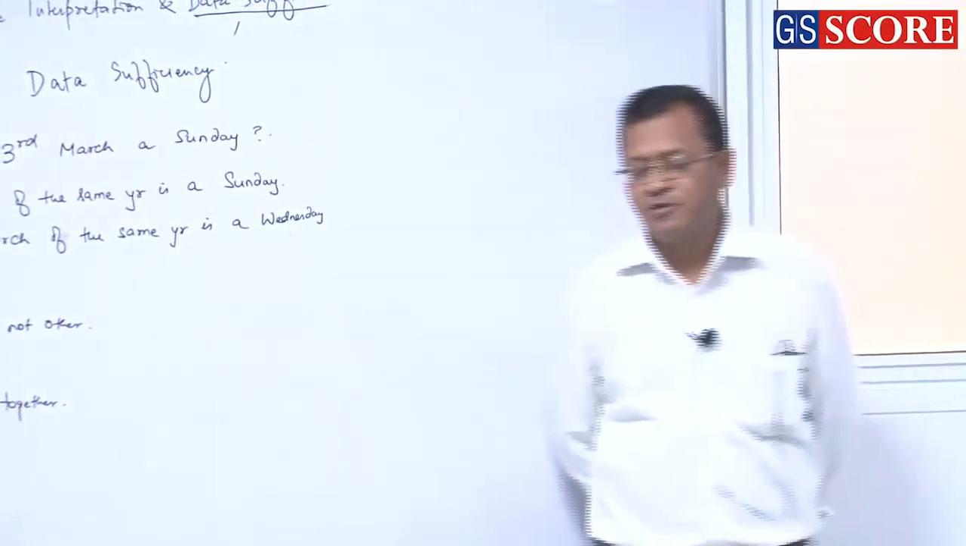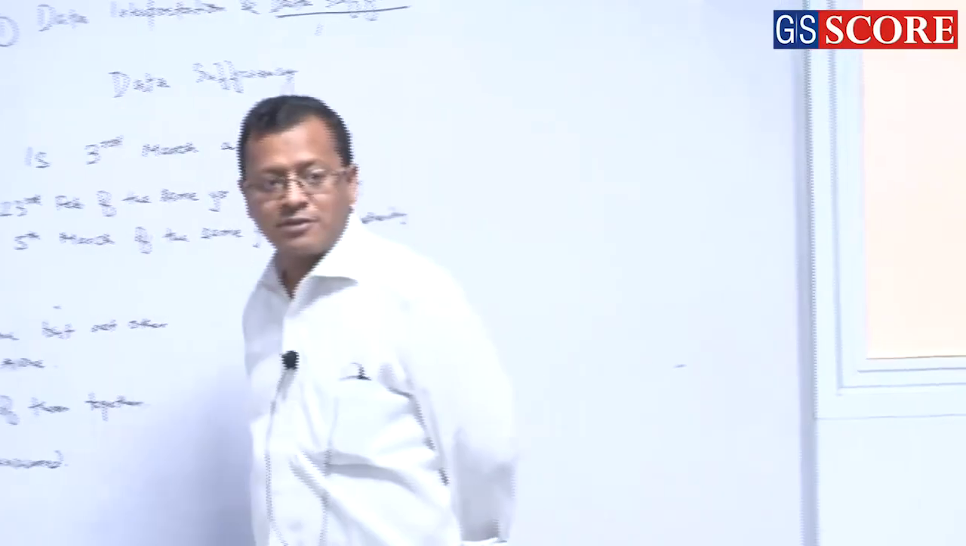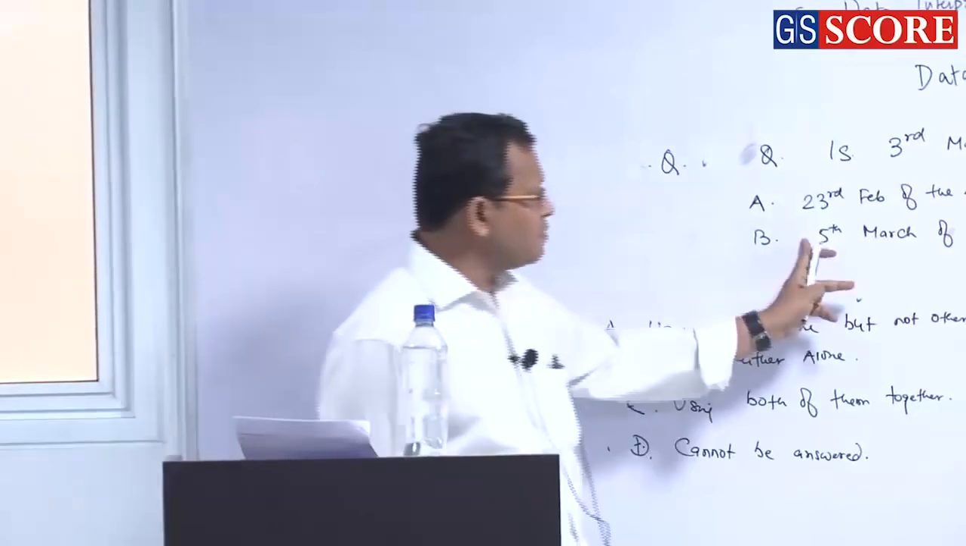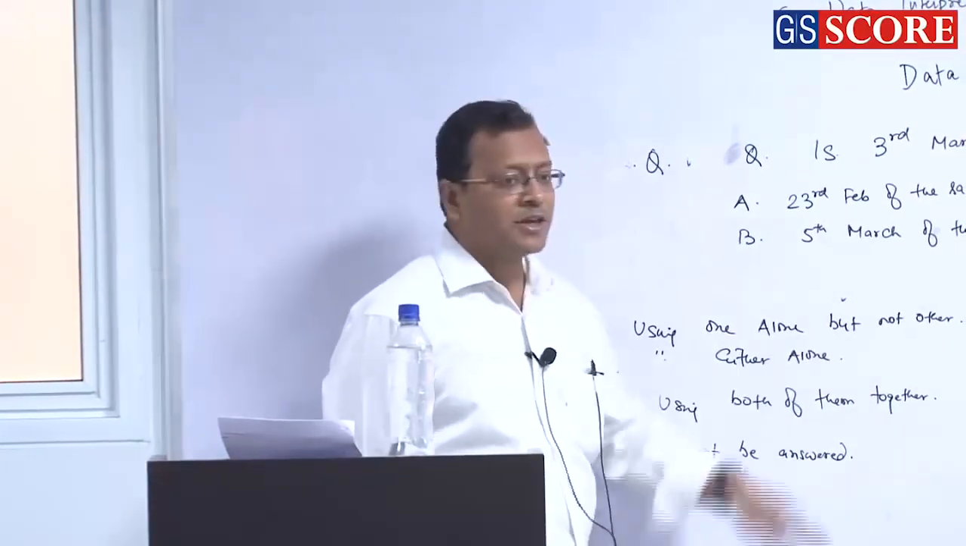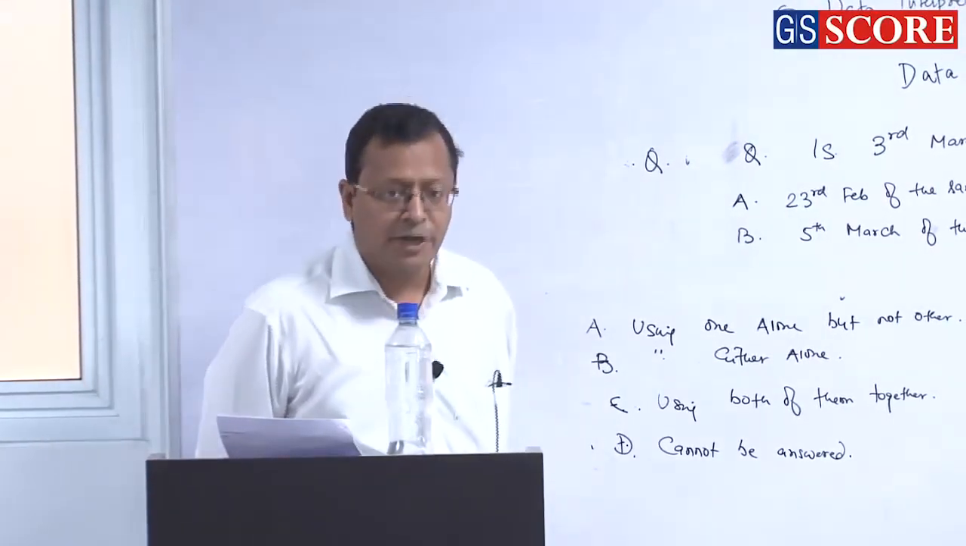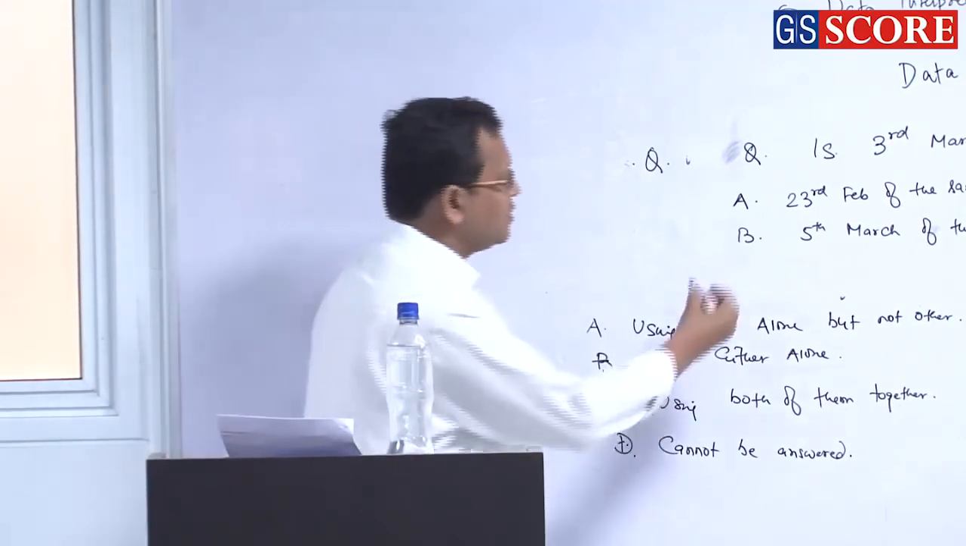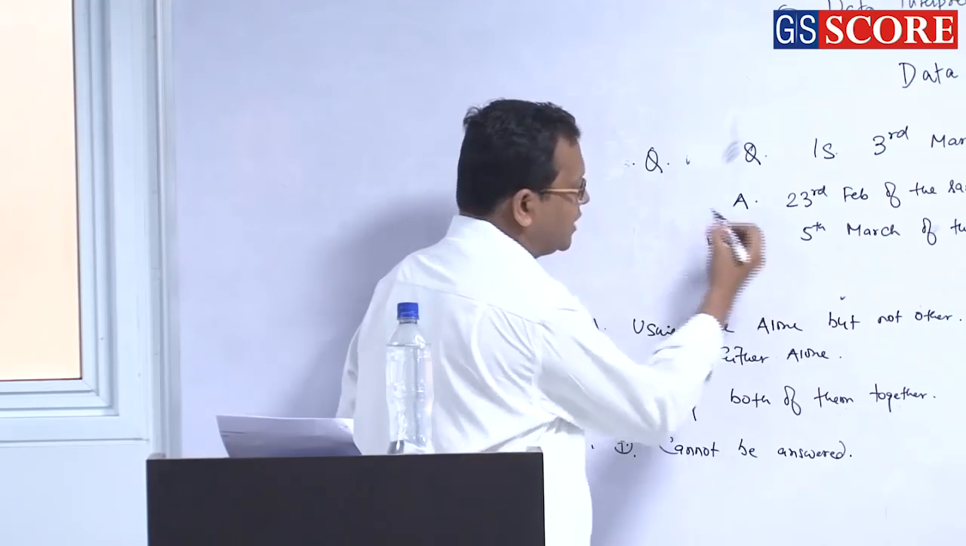We can get it, but from statement 1, will we get it or not? Sure? Okay. So 5th March of the same year is a Wednesday. So 3rd March is what? Monday. So 3rd March is not a Sunday. We are getting an answer to the question. So we can get it.